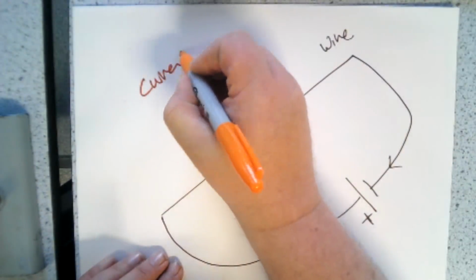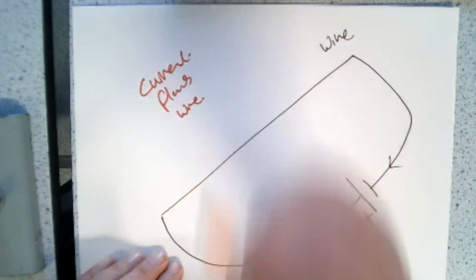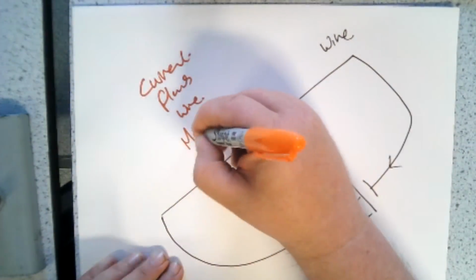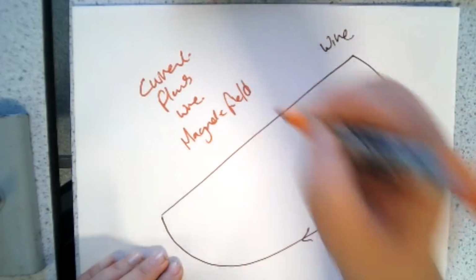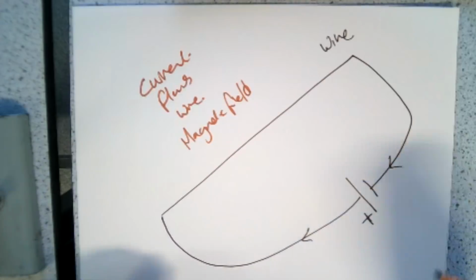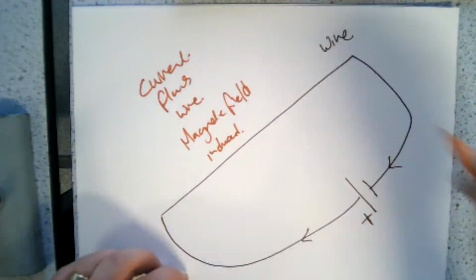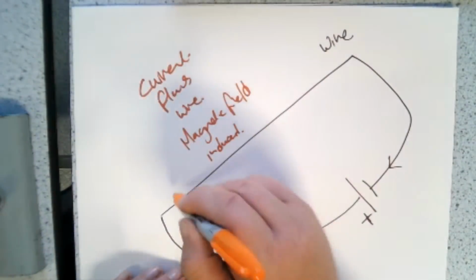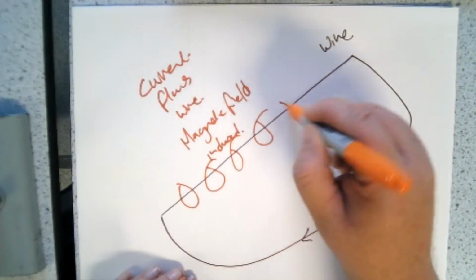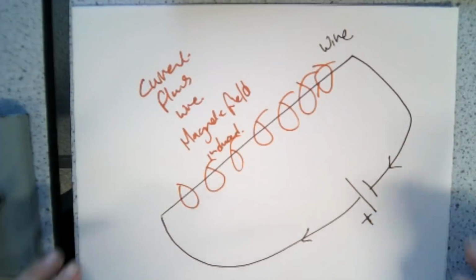Now, when current flows through a wire, we get a magnetic field. Okay, we get induced magnetism. So as long as the current is flowing in that complete circuit, there's a magnetic field around this wire in some way. Okay, I'm just going to do it like that. Now, there's a way that we can work out what that magnetic field actually looks like.